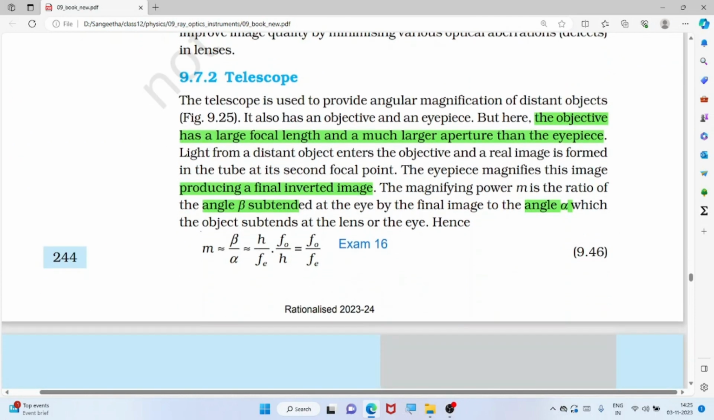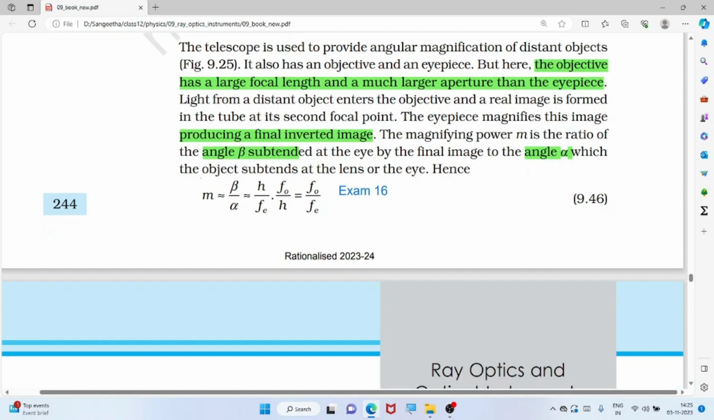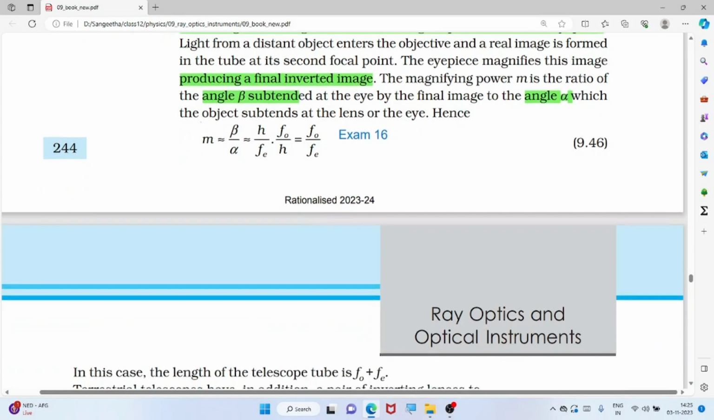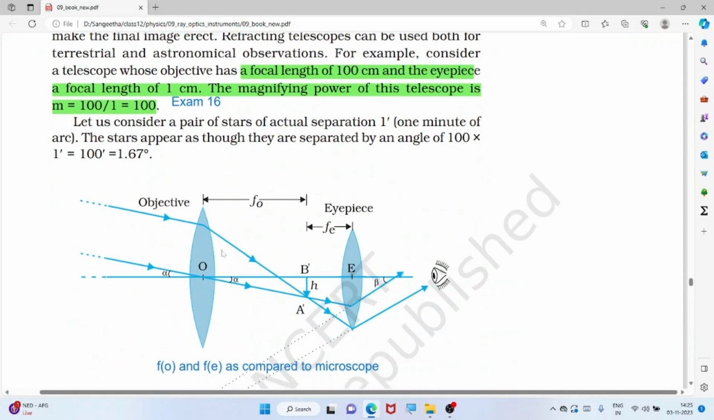But for the telescope, the objective focal length is more than the eyepiece focal length. For the microscope, the eyepiece focal length fe is more than the objective focal length, but here it is the opposite. This produces an inverted image. See here, this is less than this for the telescope.